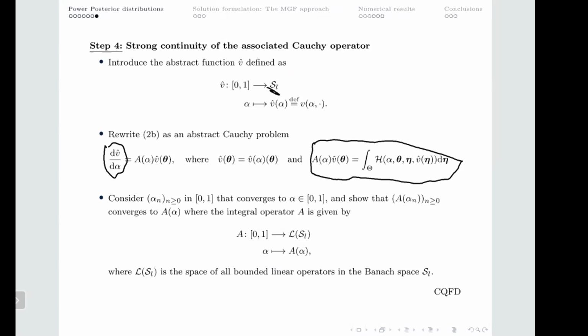That is quite easy. You just have to consider a sequence alpha n in the interval 0, 1 that converges to alpha, and then show that the sequence A of alpha n converges to A of alpha. By doing so, you see that this operator is strongly continuous, because it is already bounded in this Banach space. So this is mainly the main line to show the solvability of equation 1.